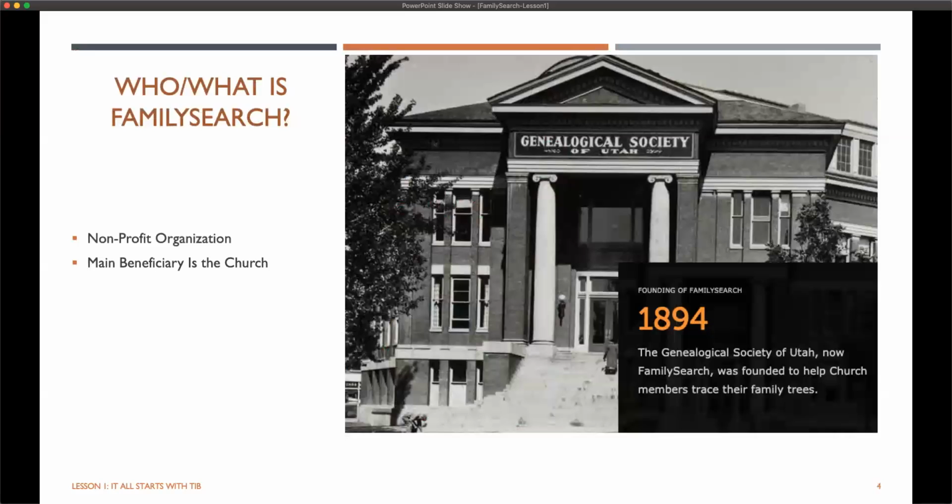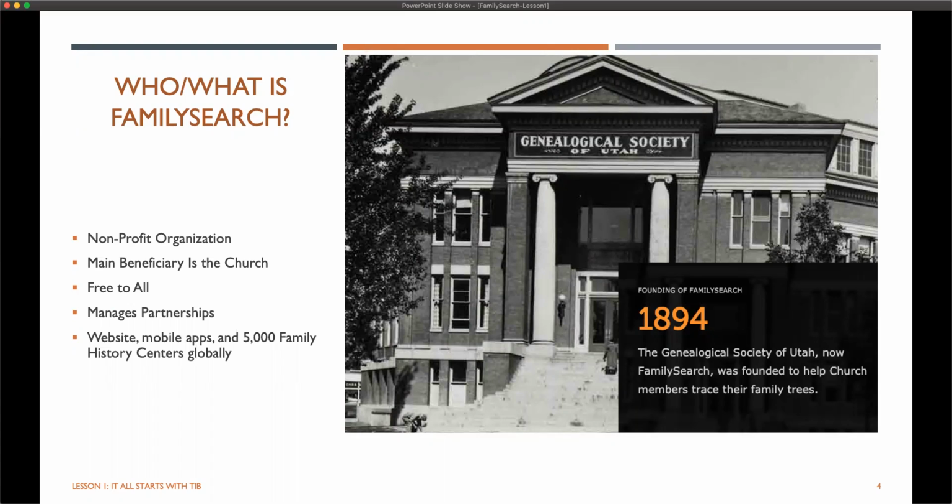Who is FamilySearch? As you can see here, FamilySearch actually began its existence in 1894 as the Genealogical Society of Utah, and it became FamilySearch later. It was founded for the purpose of helping members of the Church of Jesus Christ of Latter-day Saints trace their family tree. They haven't really changed their core mission since then, but they've grown. FamilySearch is a nonprofit organization. It is a separate, independent organization from the Church of Jesus Christ of Latter-day Saints, which is its main financial beneficiary.